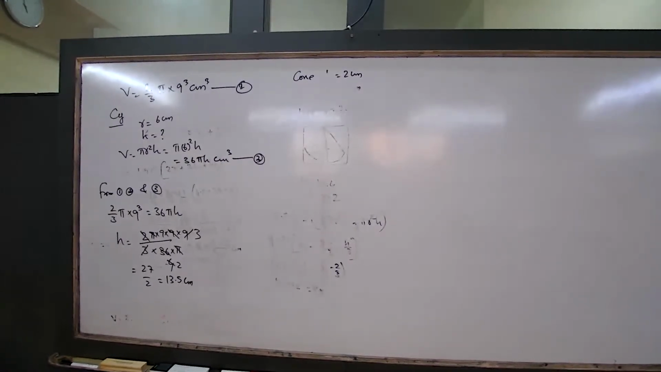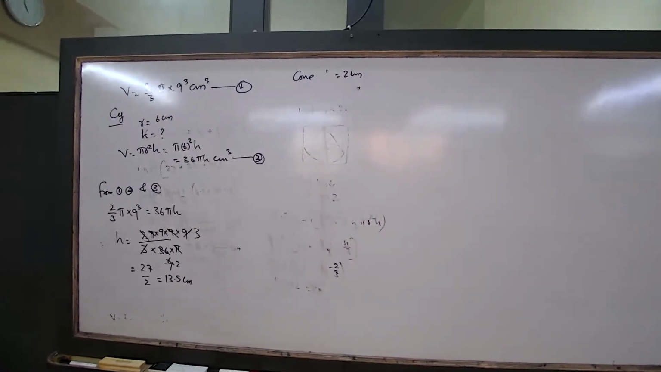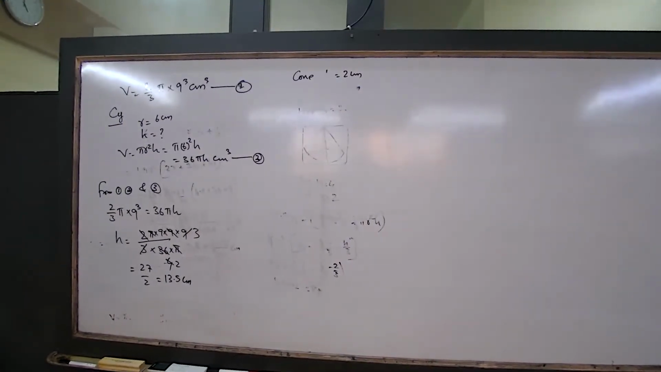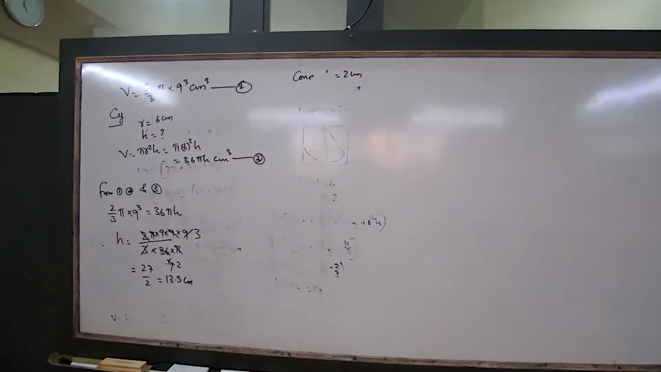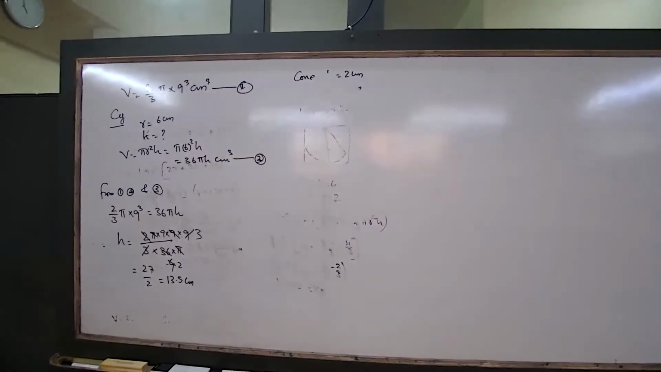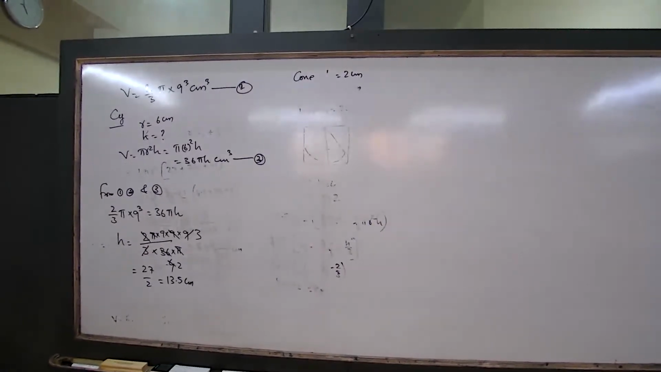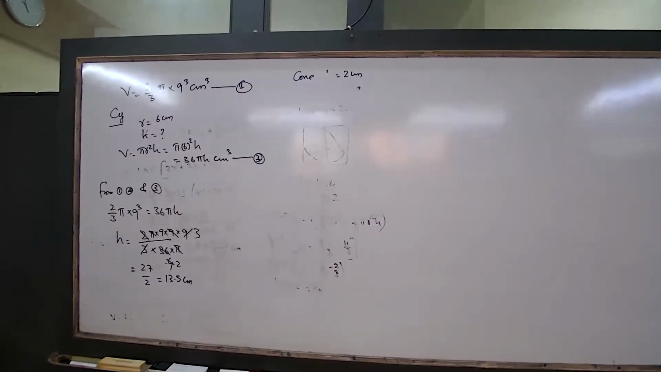If you want that formula, write it down first of all. Write that common formula. Time taken is equal to total volume divided by volume transferred in 1 second.